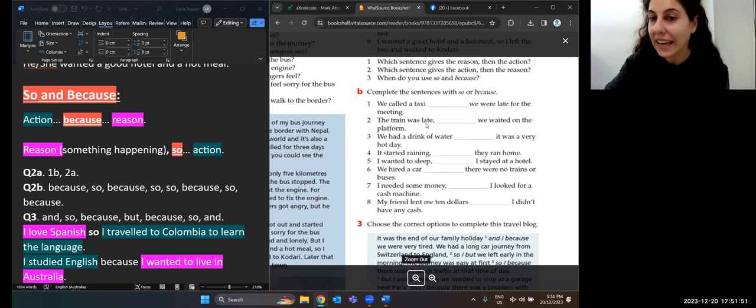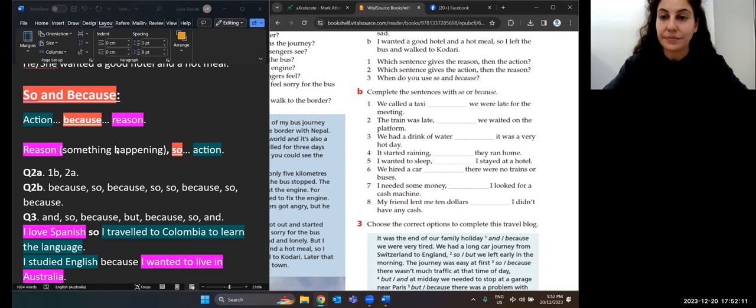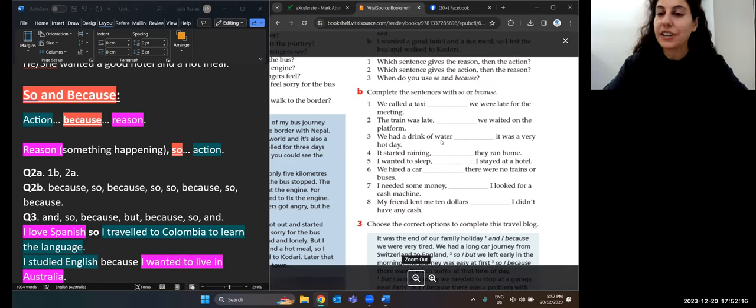The train was late, comma. So I can see that there's a comma. So now I'm going to give the action. So we waited. That's an action on the platform. That's the place where you stand when the bus or train comes. So the train was late. That's a reason, something happening. We had a drink of water. Because I want to say, why did I do that action? The reason why? Because it was a very hot day.